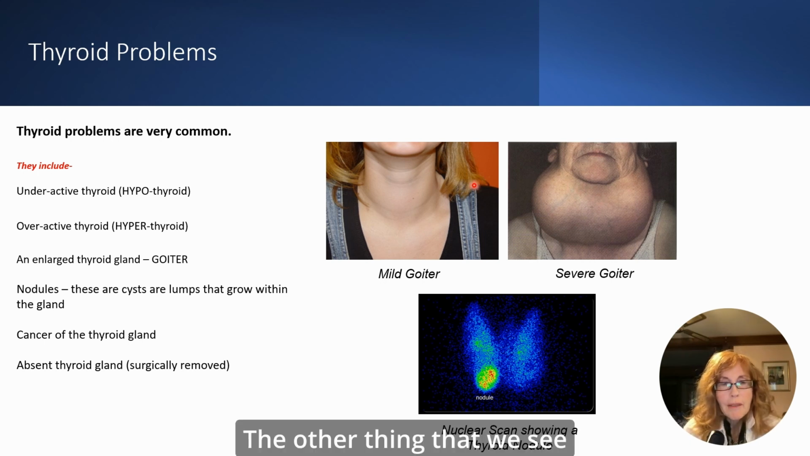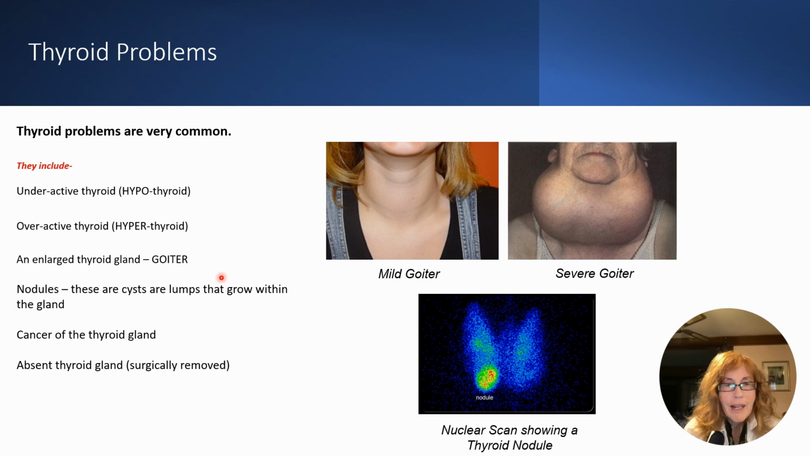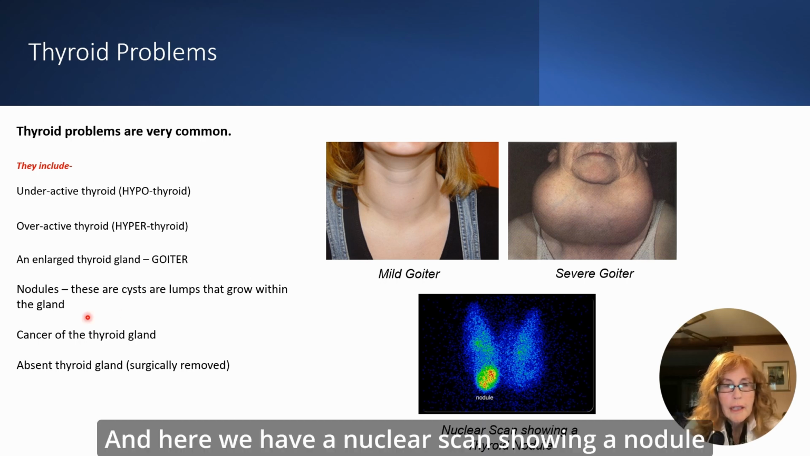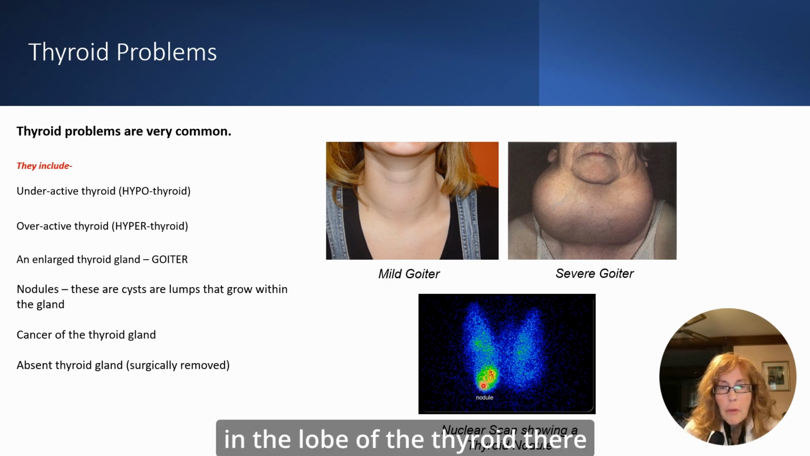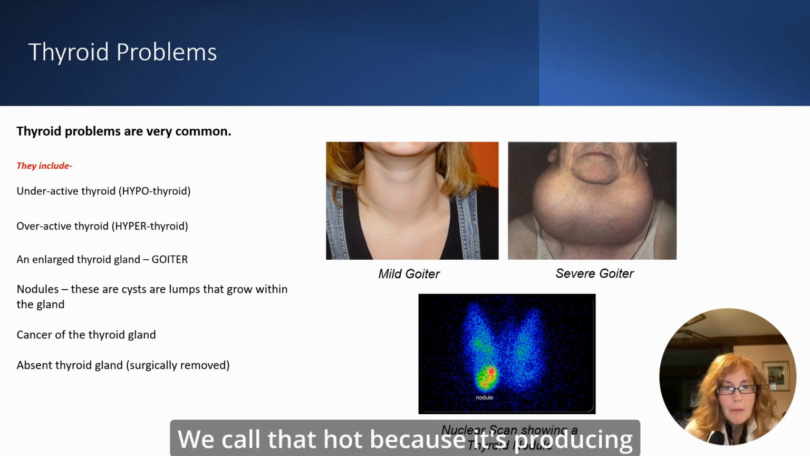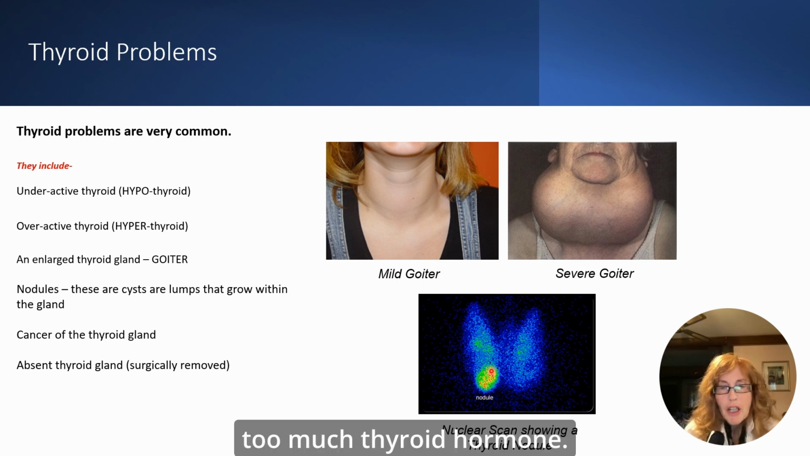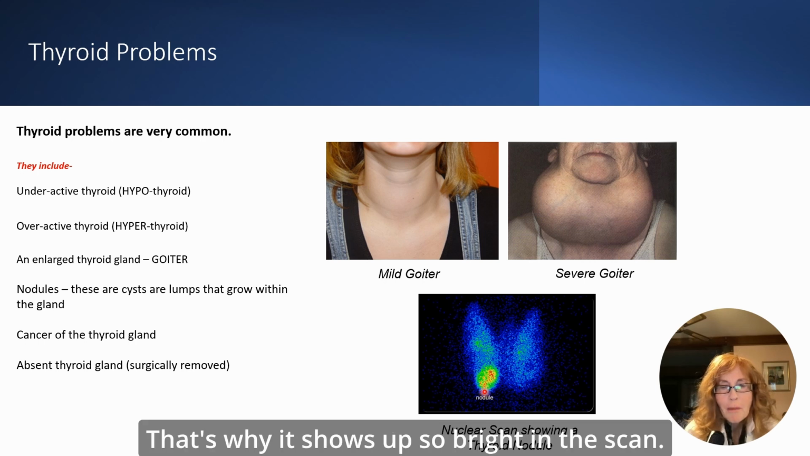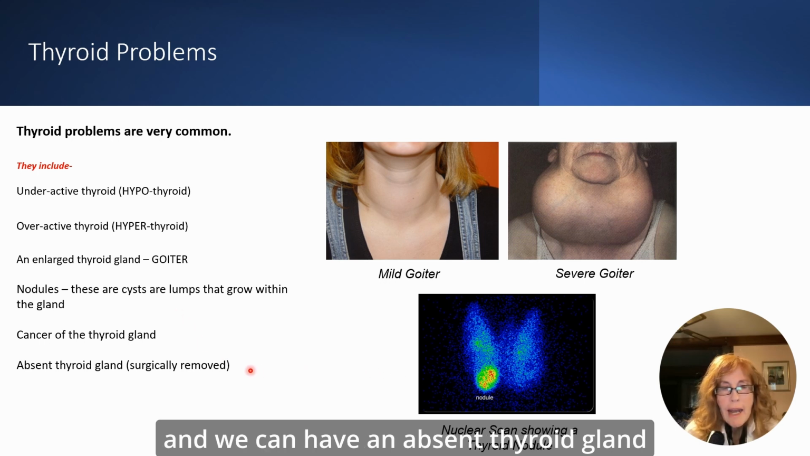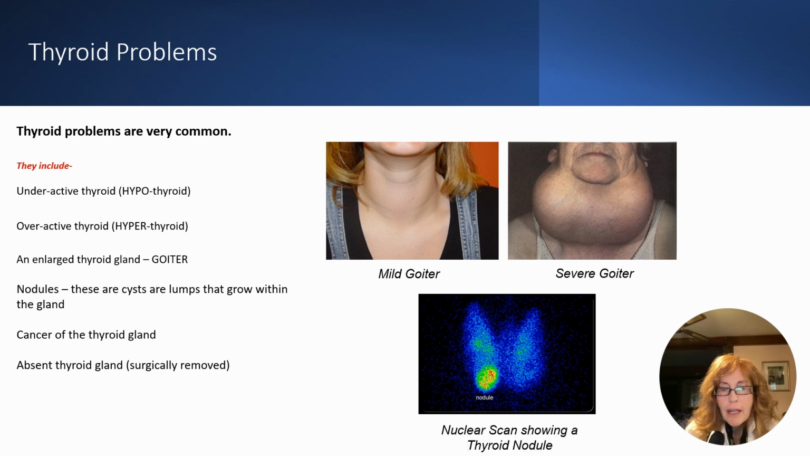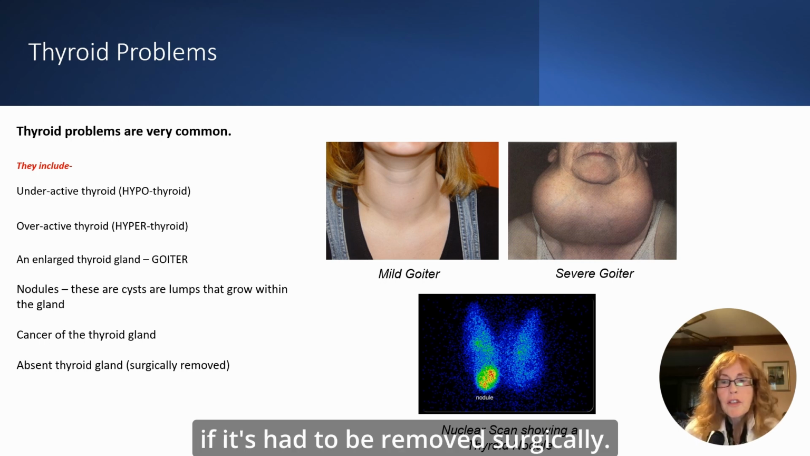The other thing that we see is lumps in the thyroid gland, and they are called nodules. And here we have a nuclear scan showing a nodule in the lobe of the thyroid there, and that is a hot nodule. We call that hot because it's producing too much thyroid hormone. That's why it shows up so bright in the scan. We can also have cancer of the thyroid gland, and we can have an absent thyroid gland if it's had to be removed surgically.